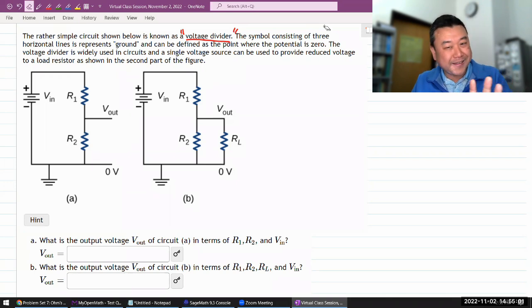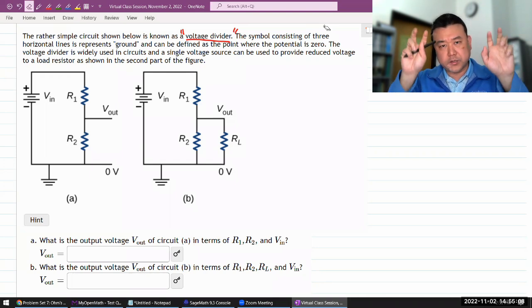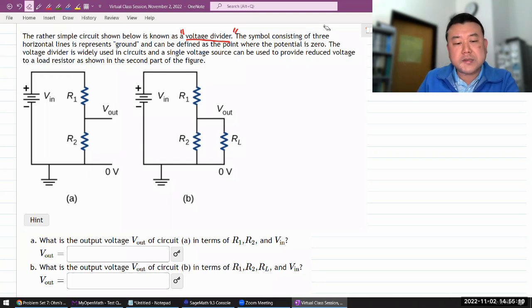Widely, that's what I'm saying. Okay, so let's work out question A, and I'll briefly say why it's called a voltage divider. It asks, what is the output voltage of the circuit here in terms of these?